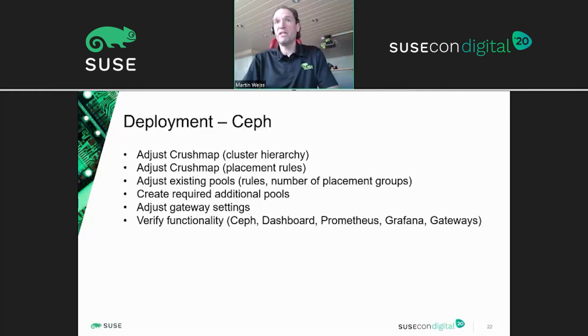And then we verify the functionality, whether whatever we have deployed is really working as we expect. So we do some basic functionality testing with rados commands, with the dashboard usage. We check if Prometheus and Grafana work and if the gateway is up and running.